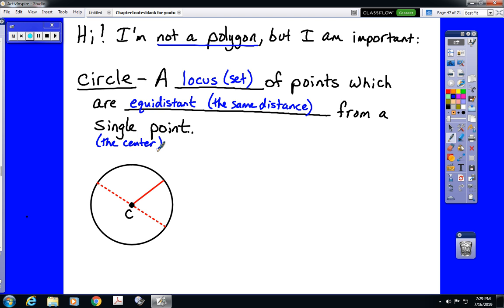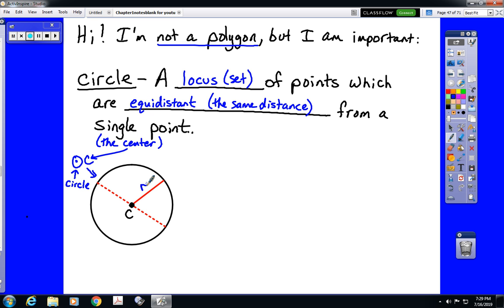Okay, so down here we have a picture. This is a picture of what we would call circle C. So this is the mathematical symbol for circle. And then we name the center. Okay? So circle C.